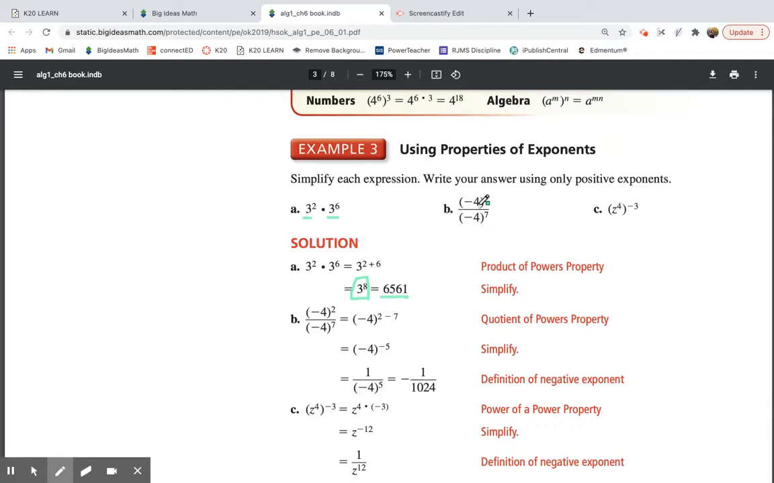Okay, problem B. I have negative 4 to the 2nd power over negative 4 to the 7th power. Since they are both a negative 4, it's dividing. We would subtract our exponents.